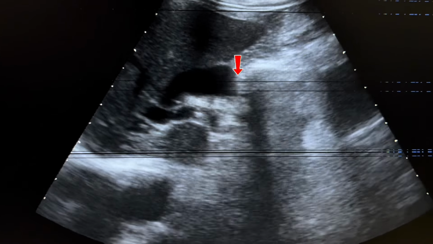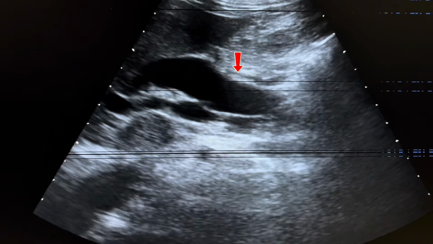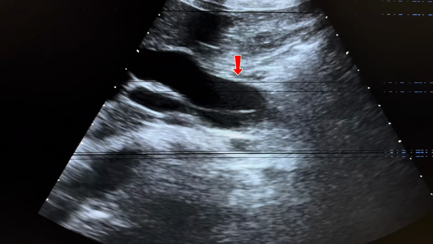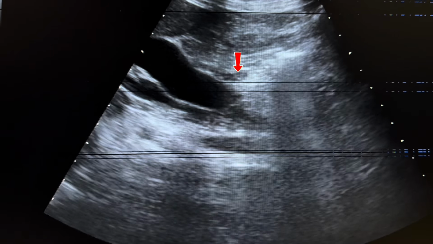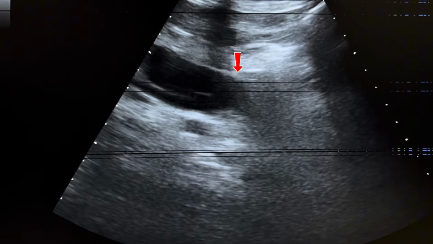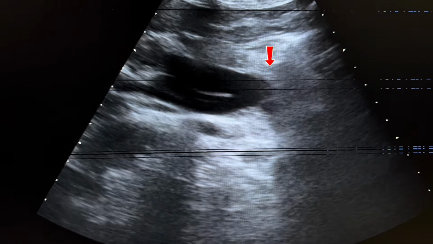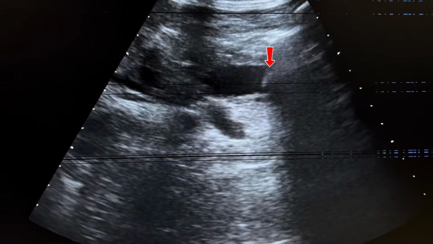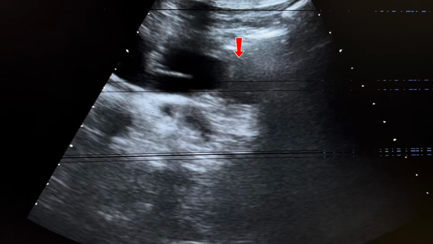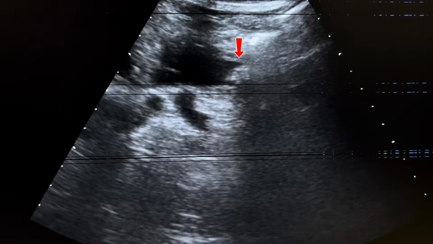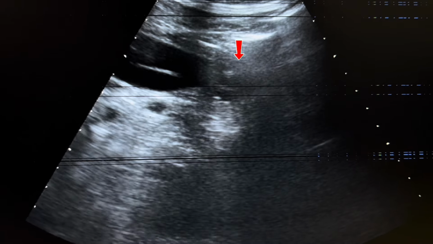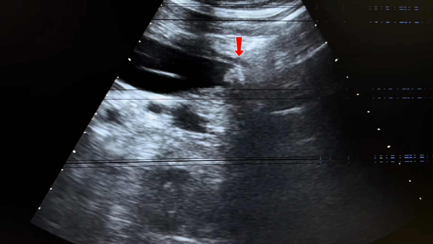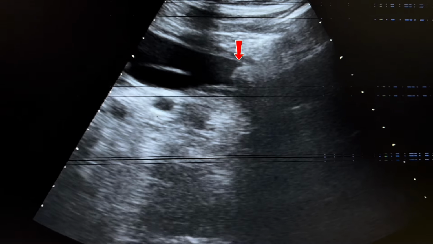Now we will scan the common bile duct to rule out the cause of dilatation, whether it is due to calculus or mass. Here we see a gas shadow which obscures the common bile duct, but on slightly compressing with the probe, the gas shadows subside. Here we see a calculus in the common bile duct which causes obstruction.